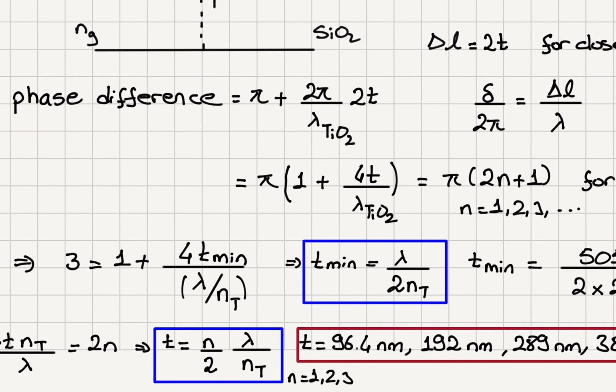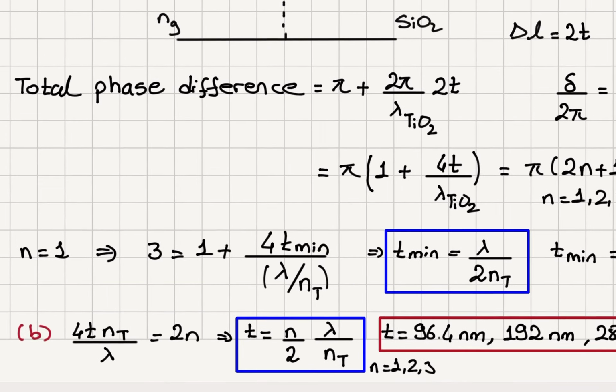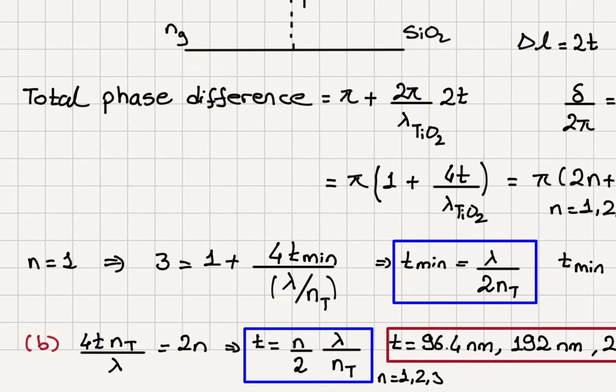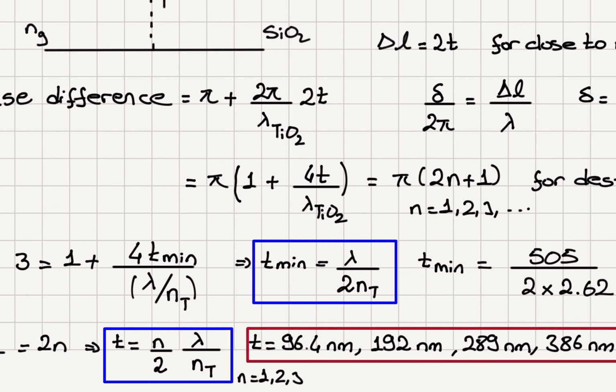Now for the other thicknesses, we can substitute pi times 2n plus 1, pi's cancel, so we obtain 2n is equal to 4t over lambda over n_t, or 4 n_t t over lambda, not t minimum. We're looking for other thicknesses as well. So this gives us t equal to n over 2 times lambda over n_t. So n is the integer 1, 2, 3 here. So this n_t is the index of refraction in titanium oxide.